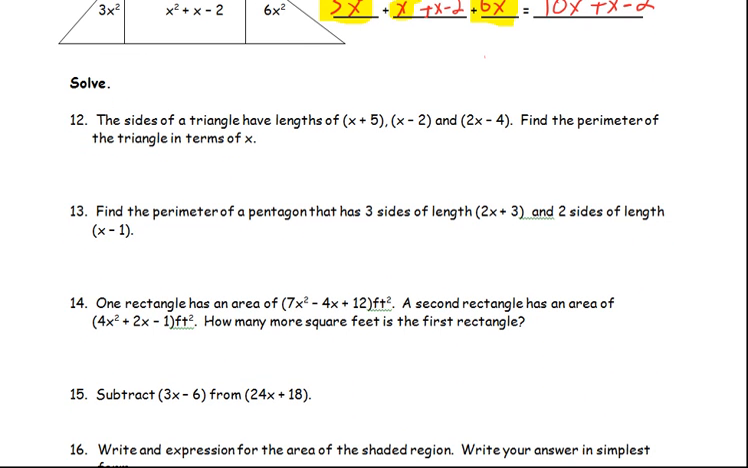Number 12. All I have to do is add these up. So it's a perimeter. x plus 5, x minus 2, and 2x minus 4. 1x plus another x is 2x, plus 2x is 4x. And then I come over here. A positive 5 minus 2 is 3, minus 4 is negative 1.